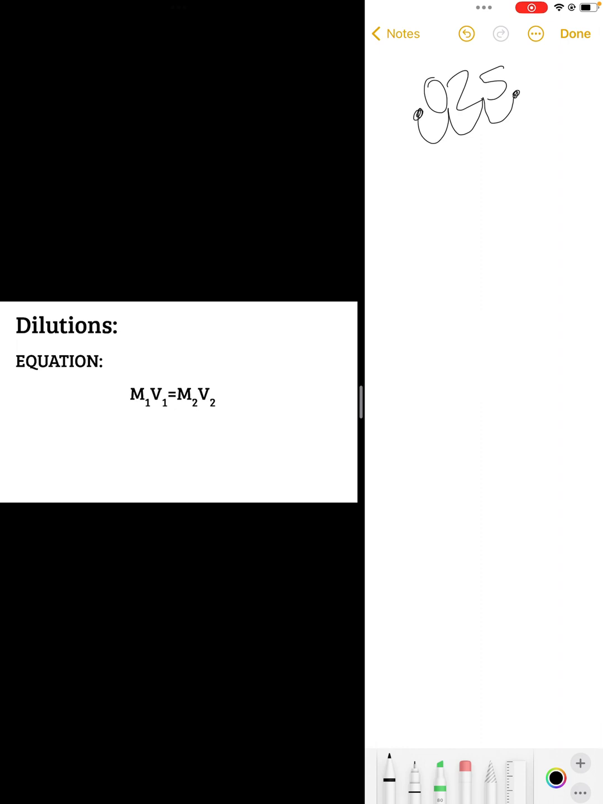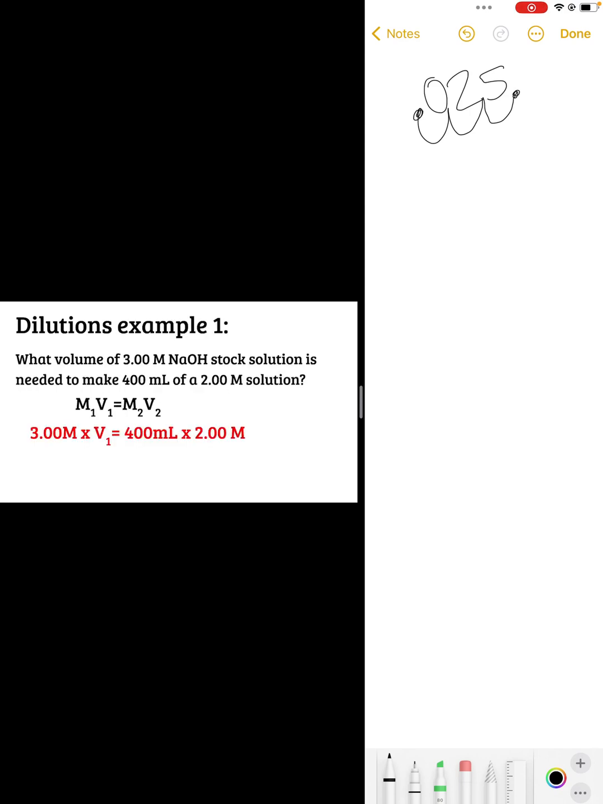Let's talk about dilutions. So for dilutions, we're using MV equals MV. M is your molarity, so it's your concentration in molarity. V is your volume. It can be in milliliters or liters. It doesn't really matter as long as it's the same unit on both sides of the equal sign. So here's an example for that.